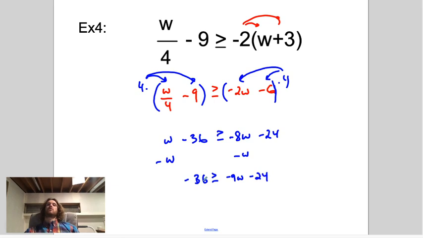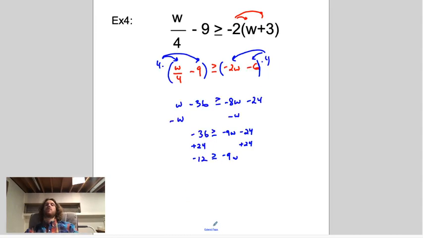And then I need to get these two constants together onto the same side. So I'm going to add 24 to both sides, add 24, and you'll get negative 12 is greater than or equal to negative 9w. Now I need to solve this inequality, which means I'm going to need to divide both sides by negative 9. When you divide both sides by negative 9, you're going to have to change the direction.